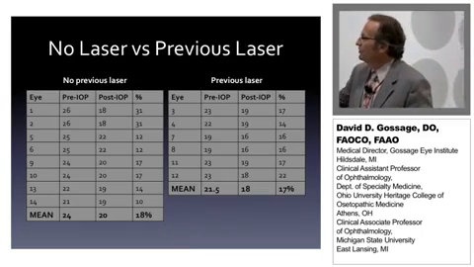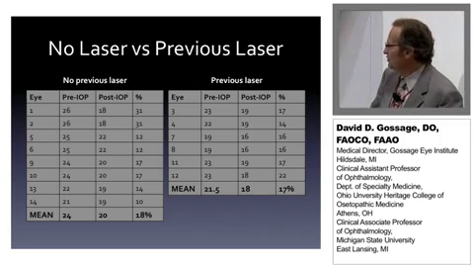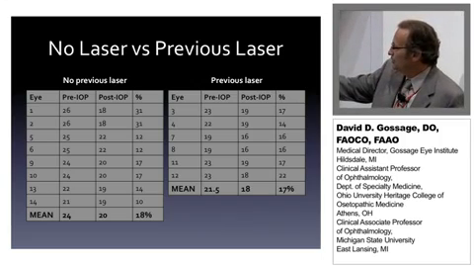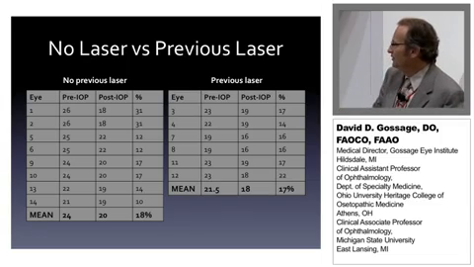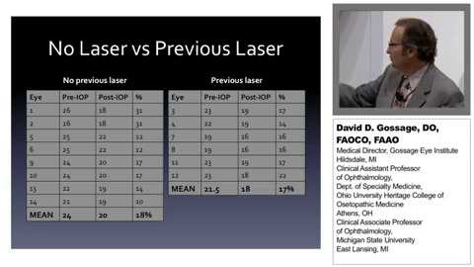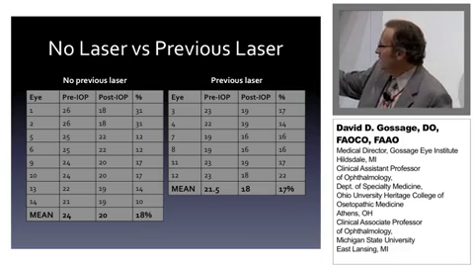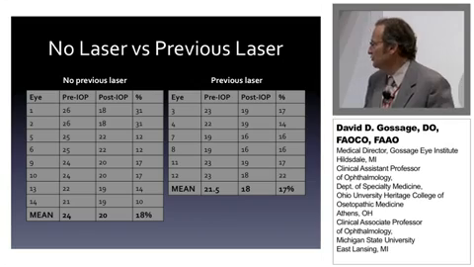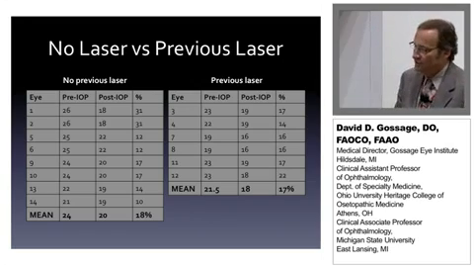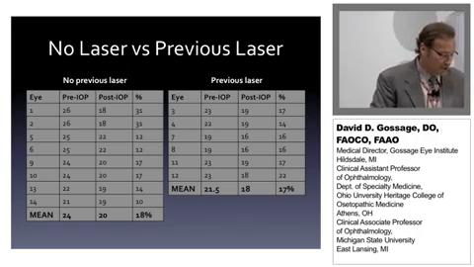So when you looked at the no previous laser eyes and then the previous laser eyes, we saw a mean pressure of 24 going down to 20 if they haven't had previous laser, or about an 18% reduction. On those who have had previous laser, about 21.5 millimeters of mercury down to 18, or a 17% reduction.